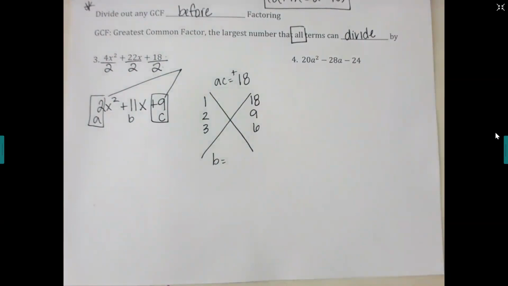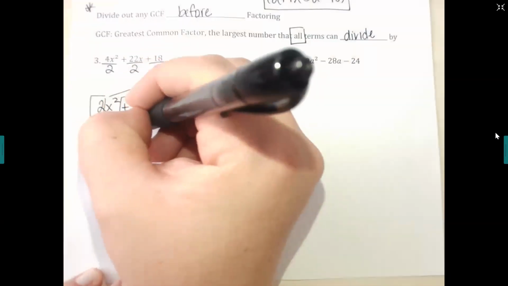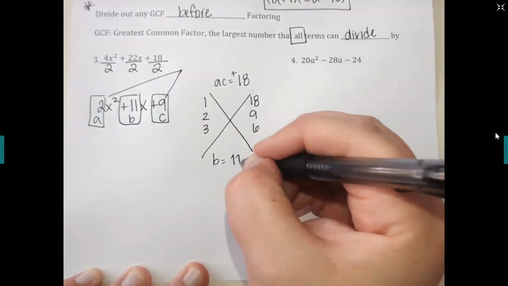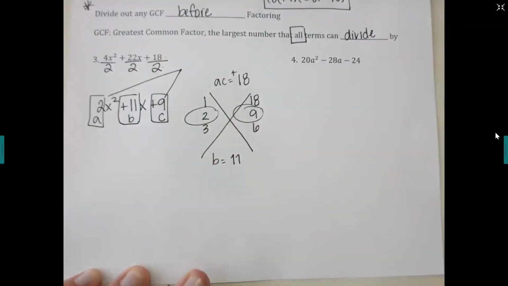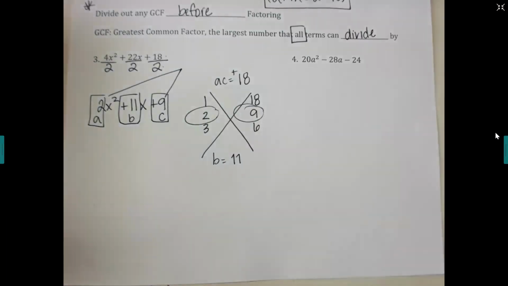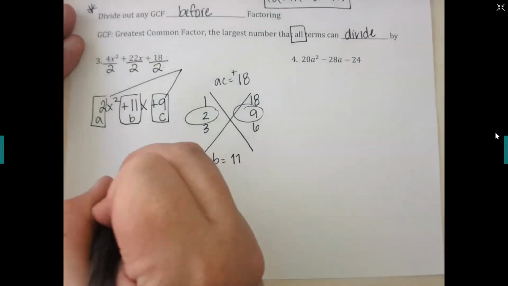So what's my B? 11. An 11 in the middle. So if I want numbers that add to 11, what am I trying to pick here? 2 and 9. Then remember, my 2 and my 9 end up in parentheses with an X. They each get 1.